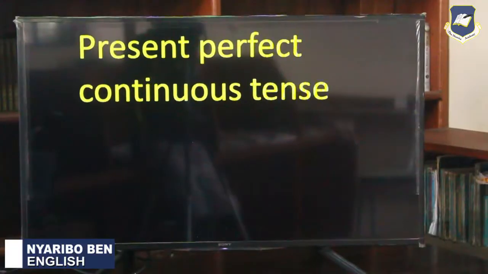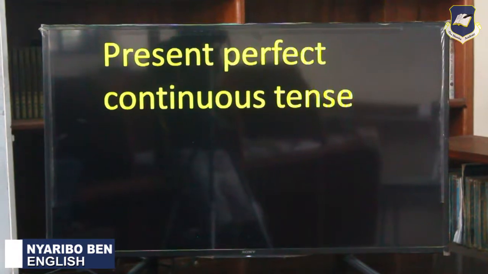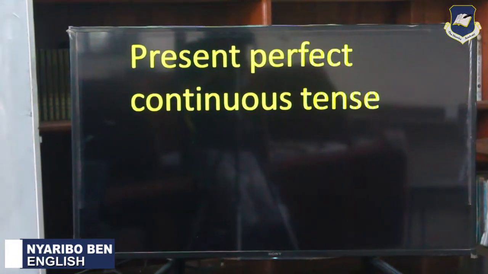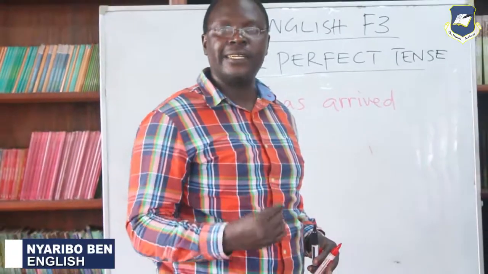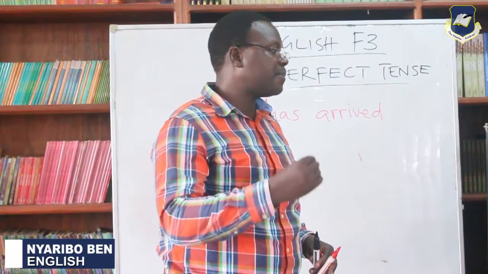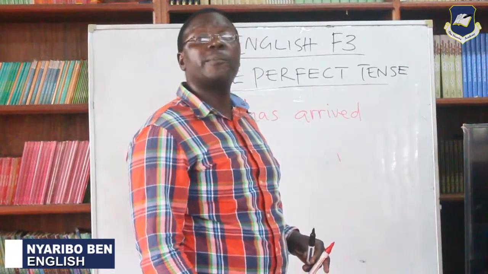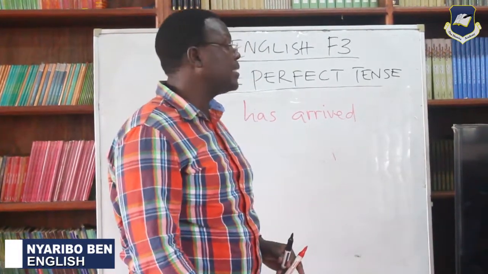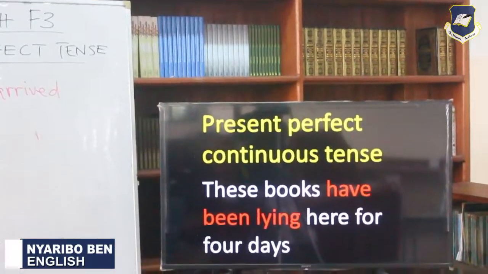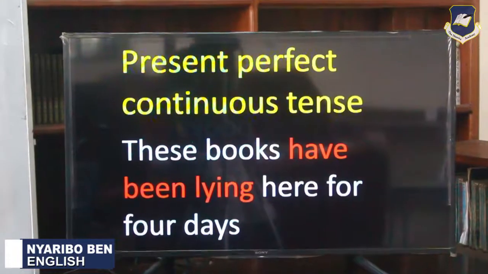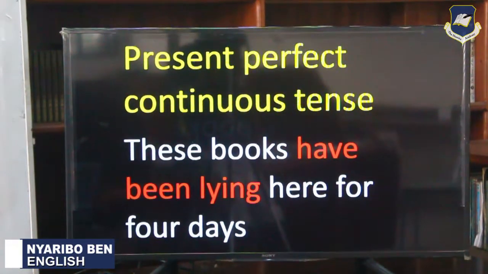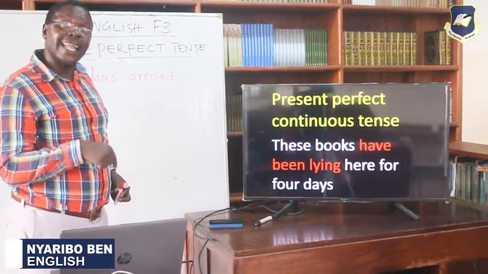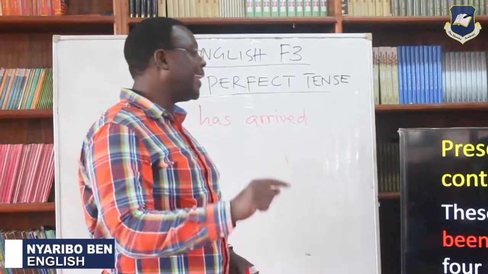Next we have present perfect continuous. After present perfect, we have present perfect continuous tense. There is an aspect of continuity or progressive tense. Present perfect progressive tense. Something is in the process, was in the process of happening when another action took place. Look, these books have been lying here for 4 days. These books have been lying here. That means they are still lying. The books are still lying there.